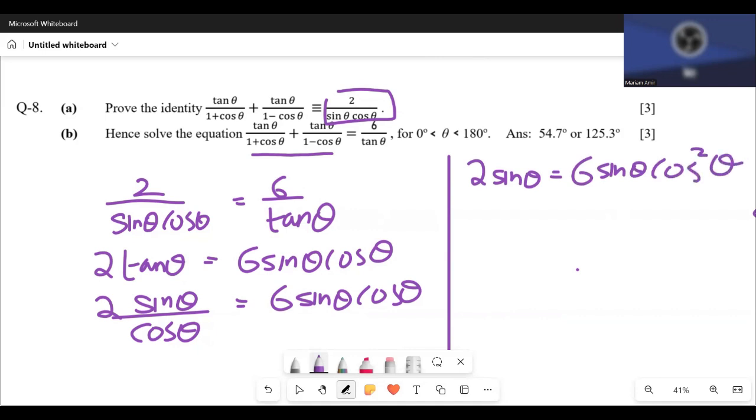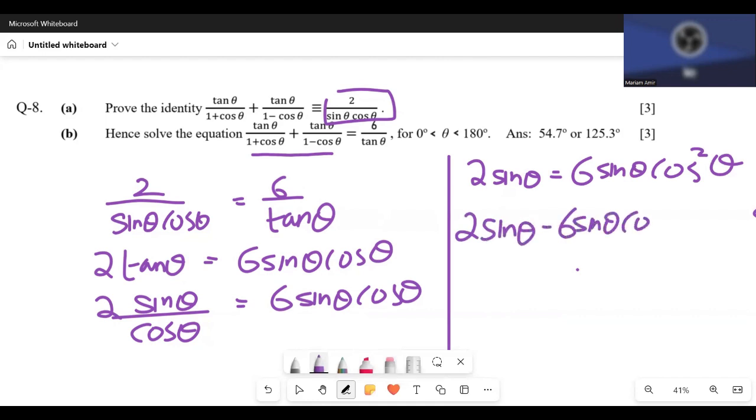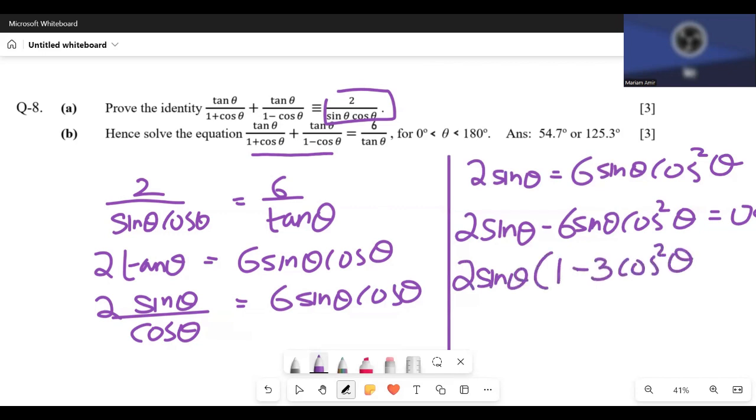Now, a very, very bad idea would be cancelling these sine thetas. Never ever do that in quadratics or in trigonometry. Instead, what is expected from you is to bring all the values to the same side and factorize. When we factorize this, we can take out 2 and sine theta and we get 1 minus 3 cos square theta. This gives us 2 sine theta equals 0, which means sine theta equals 0.